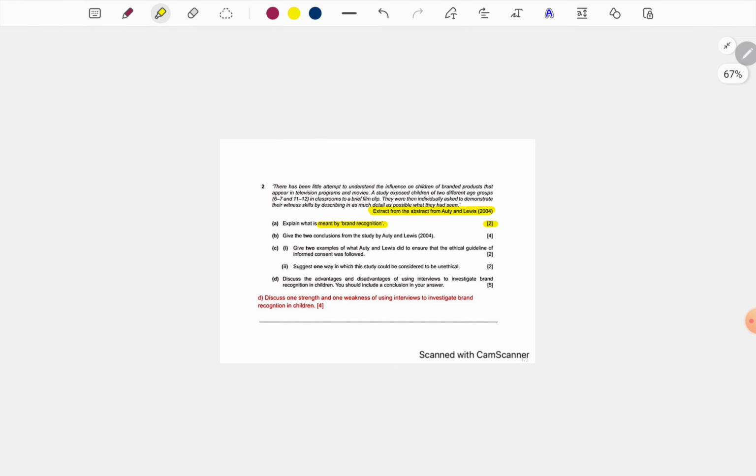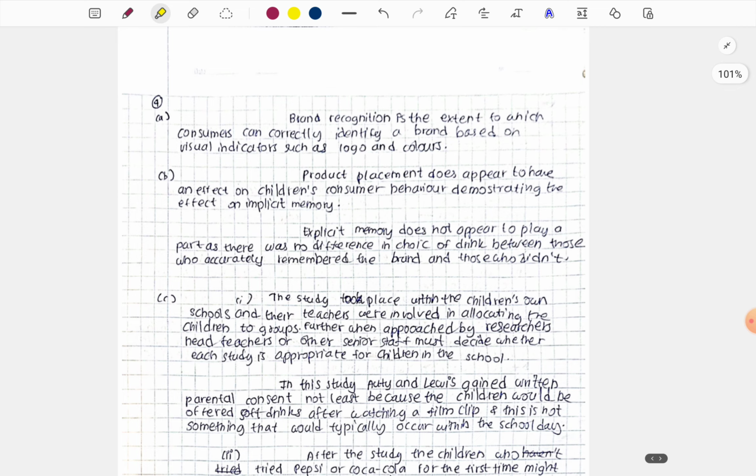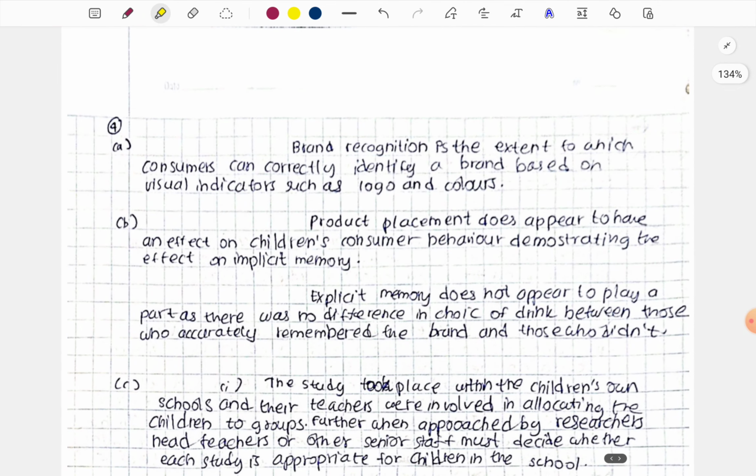Okay, I also have the answers written by one of my students, a very sincere student who's written the answers really well. So let's see how she's written, and wherever I want to add something extra or I want to show you some corrections that she needed to make, I will keep pointing out that. Okay, so what she's written is brand recognition is the extent to which consumers can correctly identify a brand based on visual indicators such as logo and colors. This is a very good definition. Still, I insist that you add to this differentiation from other brands.